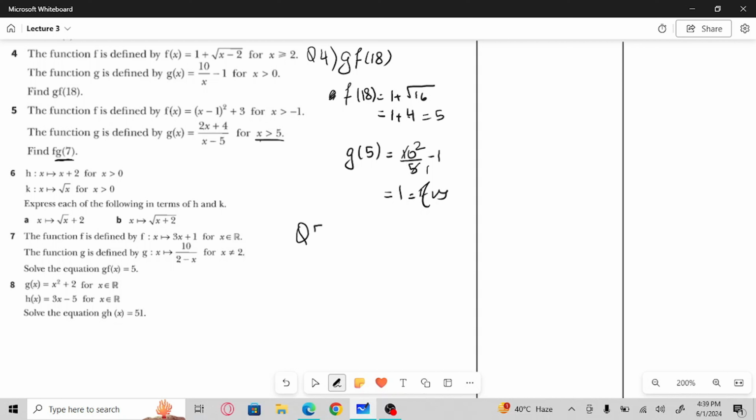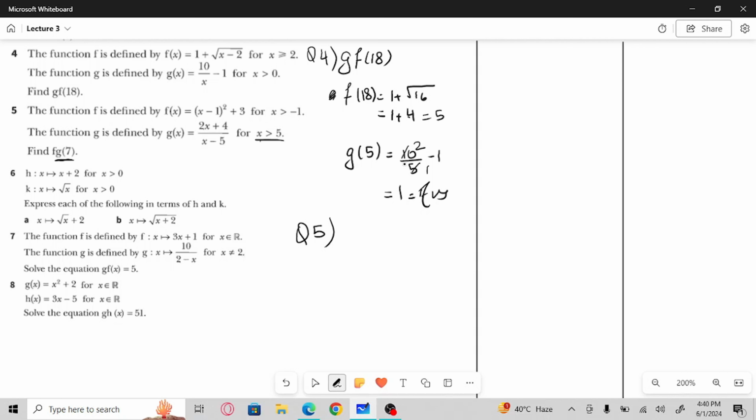Okay, so now what question number 5 demands from us: the function f is defined by f(x) equals x minus 1 whole squared plus 3 for x greater than -1, and the function g is defined by g(x) equals 2x plus 4 divided by x minus 5 for x less than 5. So find fg(7). Again we have to take care that the value of g(7) we input into f should be greater than -1. And why I'm highlighting this is because these are simple steps that are going to allow you to make your answer correct.